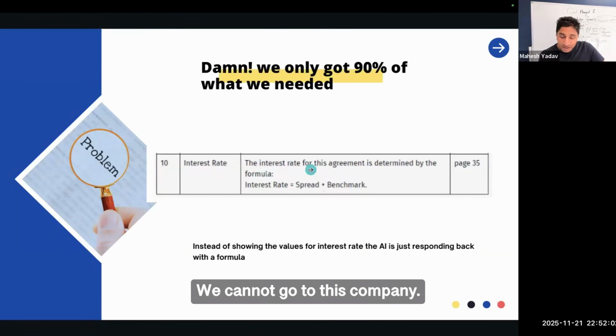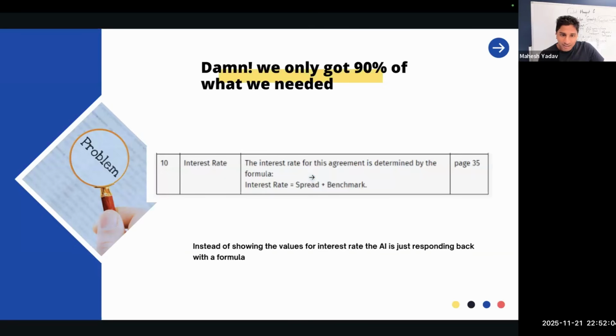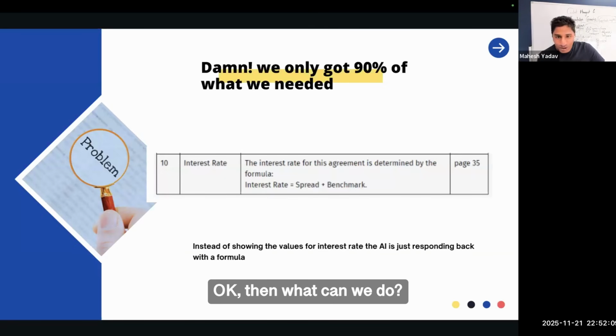We cannot go to this company. We cannot do the demo now. We are stuck. And it's 10 p.m. The demo is at 10 a.m. Okay, then what can we do? We tried all the agentic RAG. We tried hard coding stuff. It didn't work for us. We can't hard code because they can upload any kind of different documents, and then we don't know which is which.